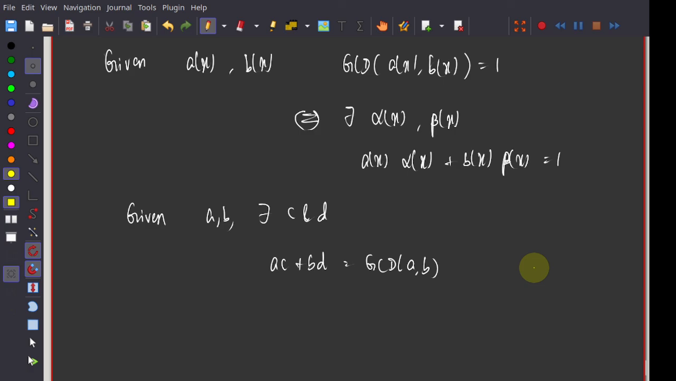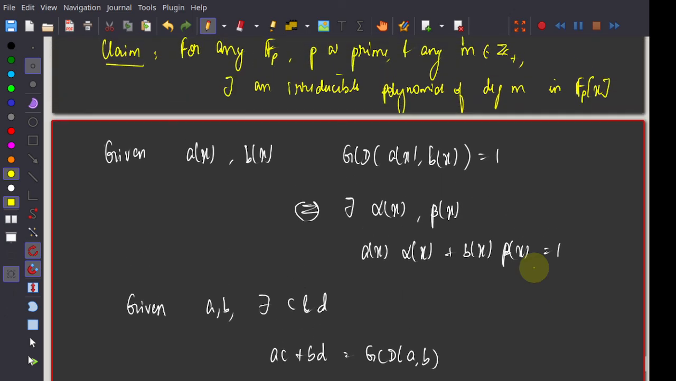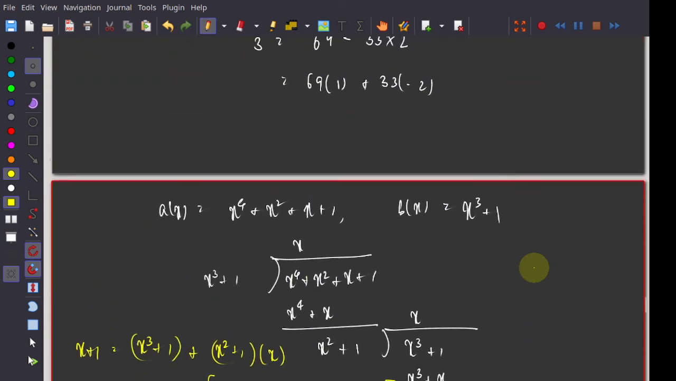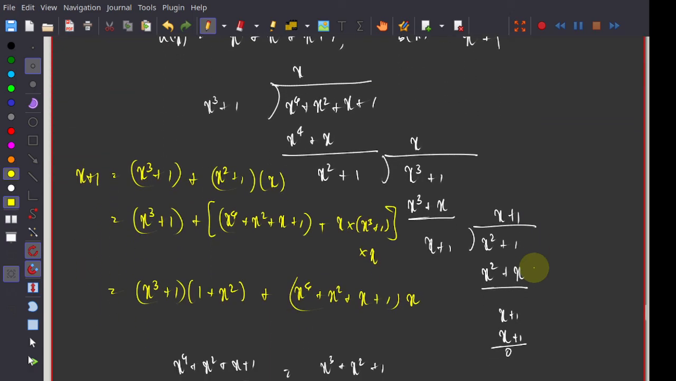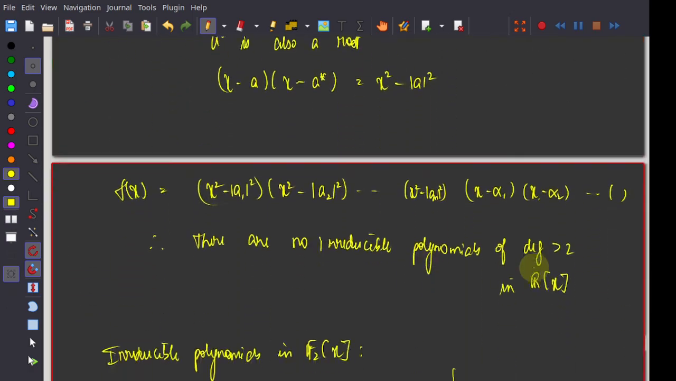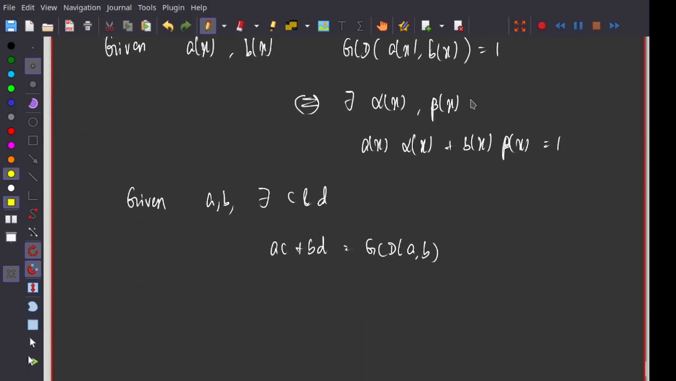Okay, so perhaps let's stop here. It's a logical stopping point. Quickly, we've seen how to find the GCD of two numbers or any two polynomials, right? And more importantly, I have claimed that given any two polynomials, if the GCD is equal to 1, then you can find some other polynomials alpha of x and beta of x such that a of x times alpha of x plus b of x times beta of x is equal to 1.